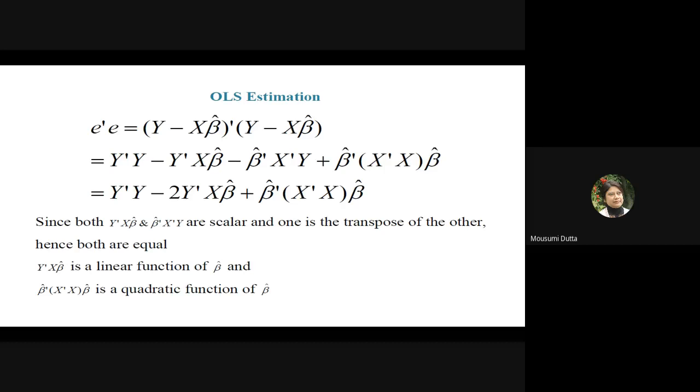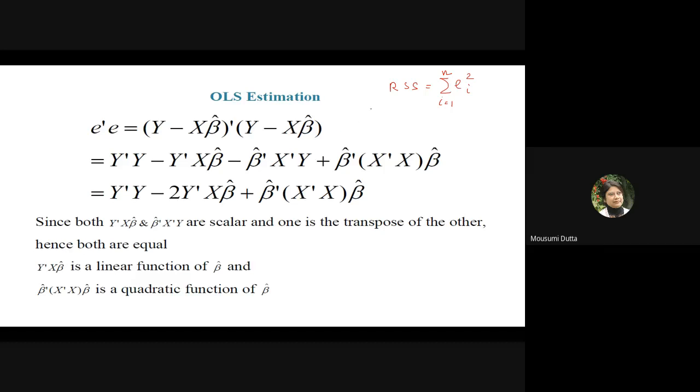So first we need to understand how we will define the residual sum of squares in context of a multiple regression model. The standard definition of residual sum of square is RSS is equal to summation e_i square, i is equal to 1 to n. So this is our RSS.